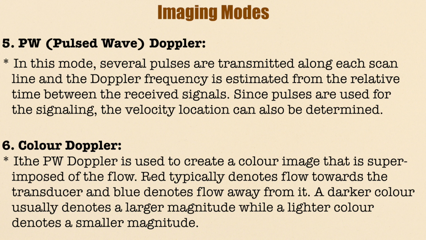Sixth mode, color Doppler. The pulsed wave Doppler is used to create a color image that is superimposed on the flow. Red typically denotes flow towards the transducer and blue denotes flow away from it. A darker color usually denotes a larger magnitude while a lighter color denotes a smaller magnitude.